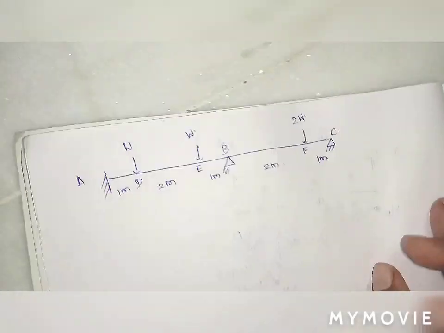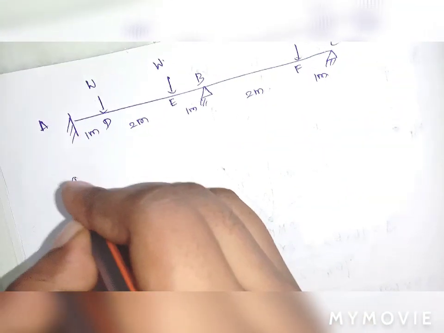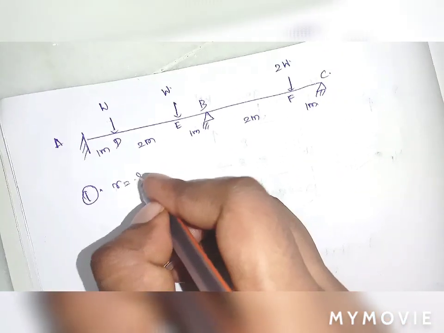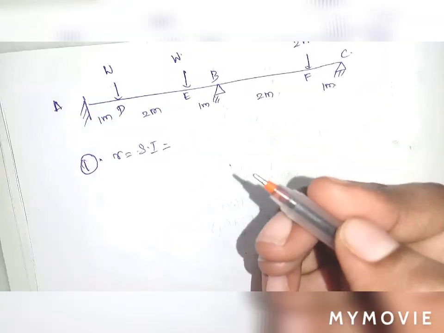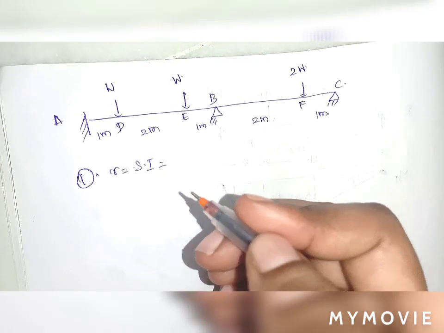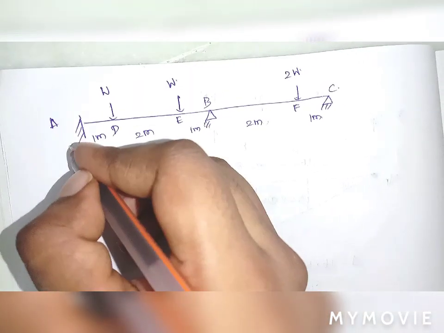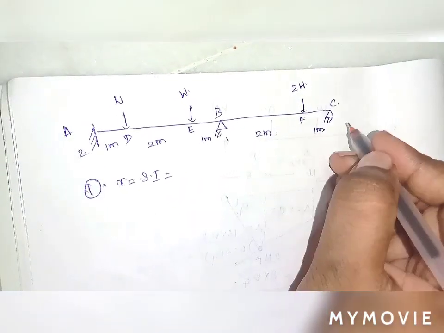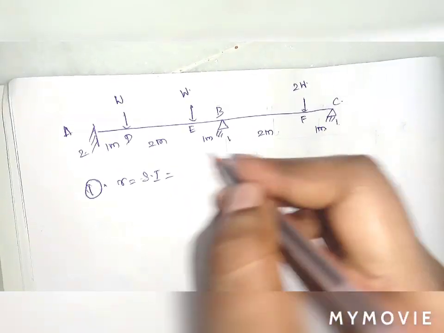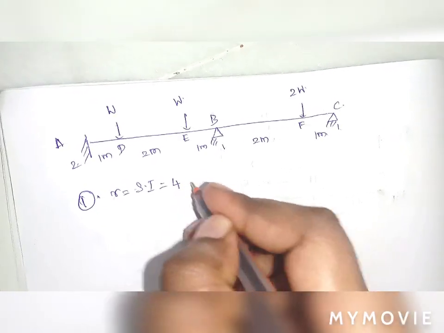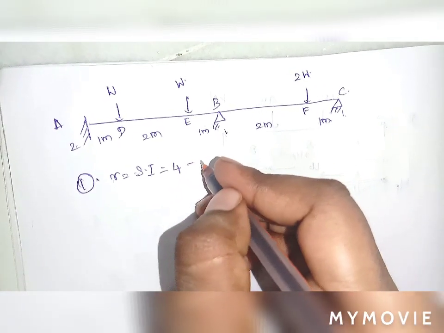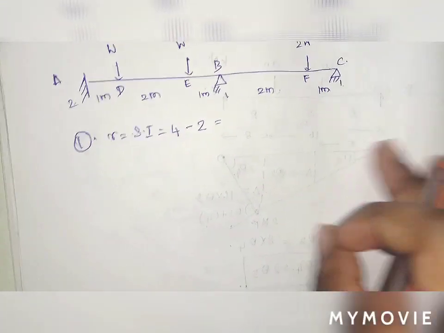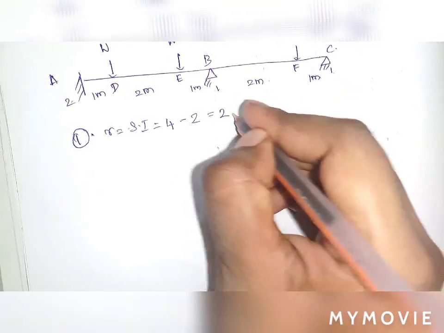The first step is to calculate the degree of redundancy. R is equal to the number of unknown reactions minus the number of equilibrium equations. Here there are two reactions in the fixed support, one in the hinged support, and one in this hinged support, so totally 4 reactions, minus the number of equilibrium equations, that is 2. Here we have neglected the horizontal equation. So 4 minus 2 is equal to 2.